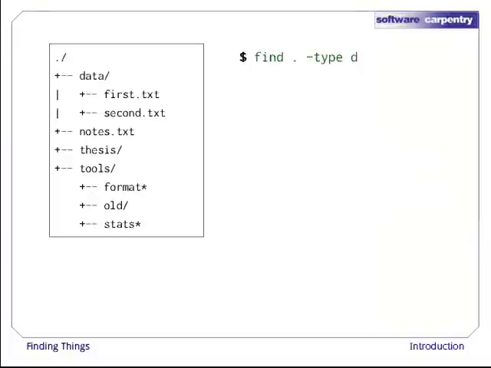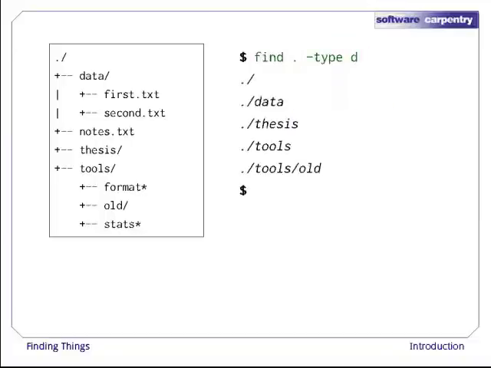For our first command, let's run find . -type d. Here, dot is the root directory of our search. Find will only look in it and the things it contains. -type d means things that are directories.